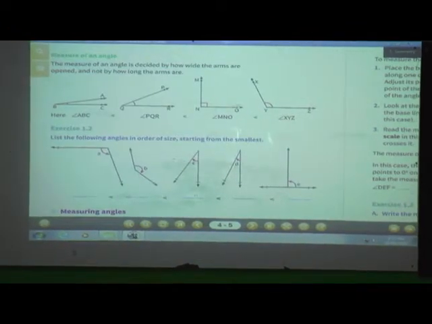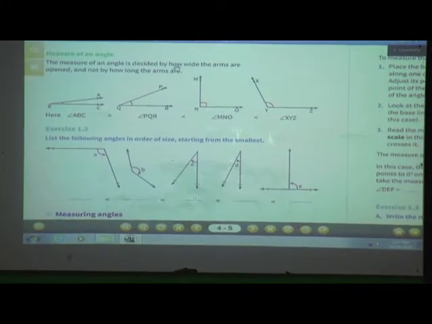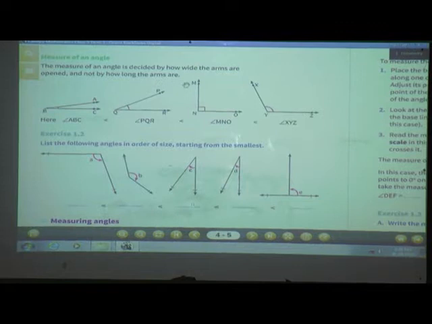Here are some figures. See, the measure of an angle is decided by how wide the arms are open and not by how long the arms are. See, here are some figures. 4 figures are here. Here, angle ABC. Here is an angle PQR. Here, angle MNO and angle XYZ.